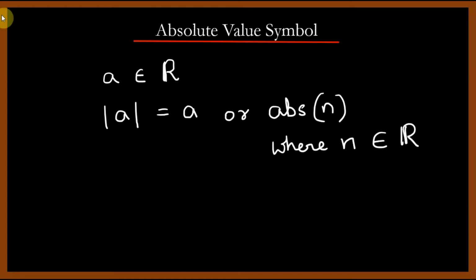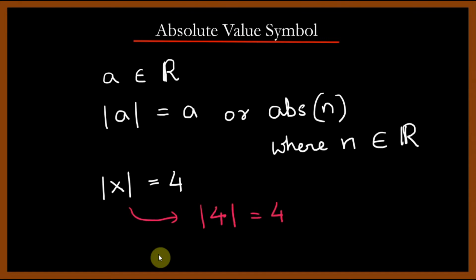Suppose the absolute value of x is 4 and you are asked to find the value of x. Remember that x can be both negative and positive. Therefore, x is equal to 4 and -4, because the absolute value of both 4 and -4 is +4.